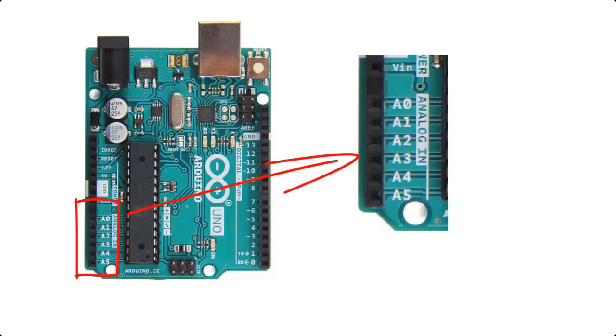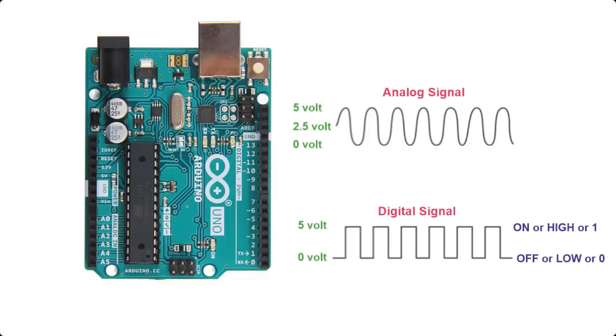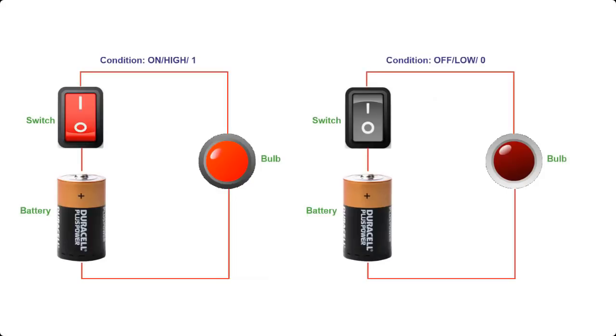Now you may get confused. What is analog and digital? There are terms like analog pin, digital pin, analog output, digital output and all. Digital means there are only two states, either on or off. In electronics terms, we can say it as high or low, or 1 or 0. All are the same. On means 1 or high, off means low or 0.